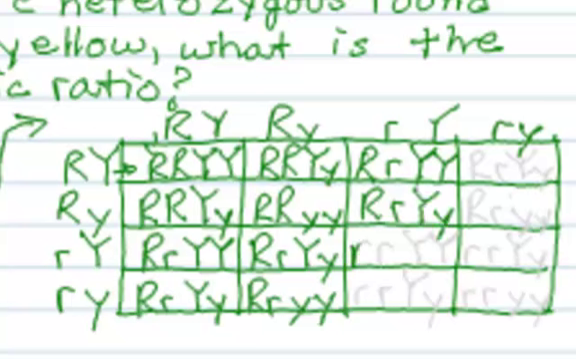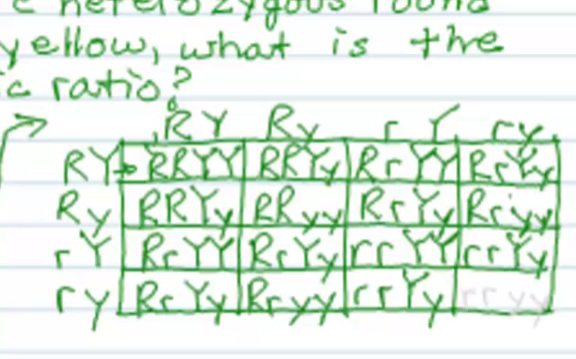Little r, that's our first little r, big Y, little r, big Y, little y. And then last column, big R, big Y, little y, big R, little y, little y, little r, big Y, little y, little r, little y, little y.